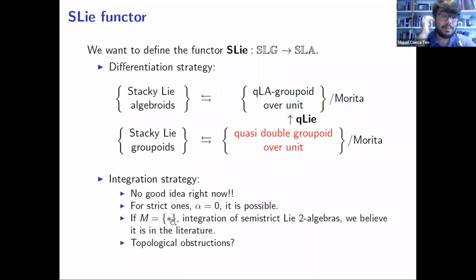And finally, just to say, whether there are topological obstructions or not, we don't know. I couldn't say anything. My guess right now is that there are no topological obstructions, but you see, it's just a guess. I have no idea really.